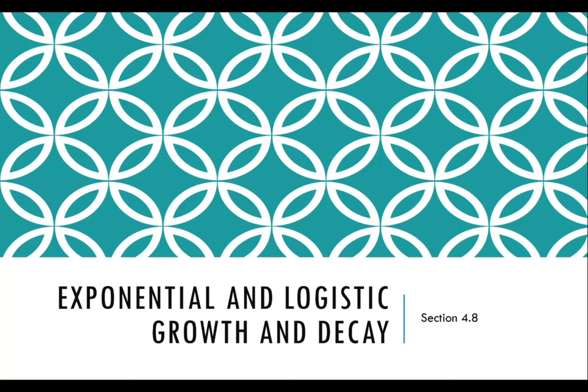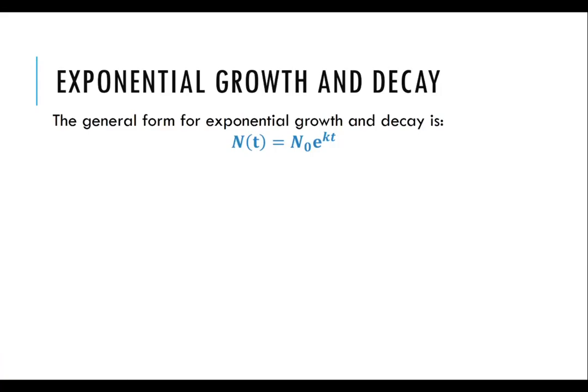Section 4.8, Exponential and Logistic Growth and Decay. The general form for exponential growth and decay is N(t) = N sub 0 times e to the kt.